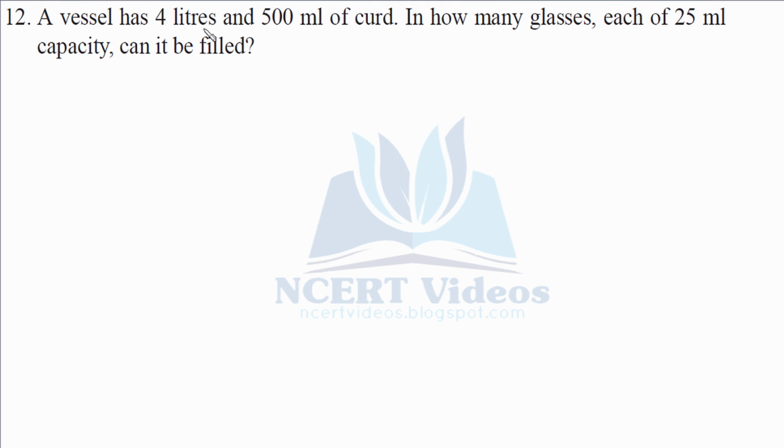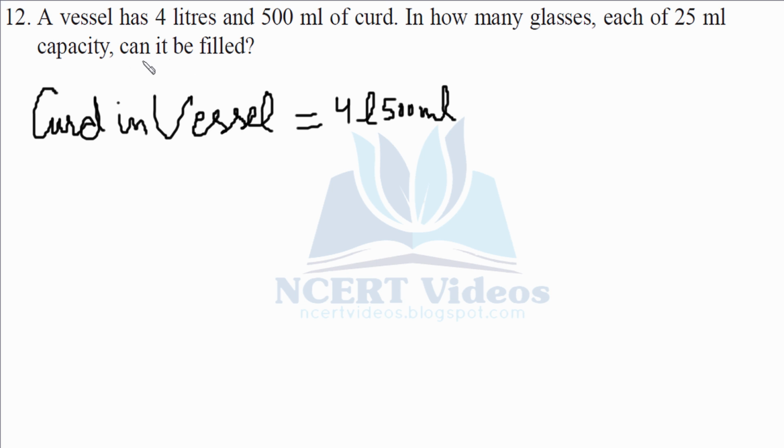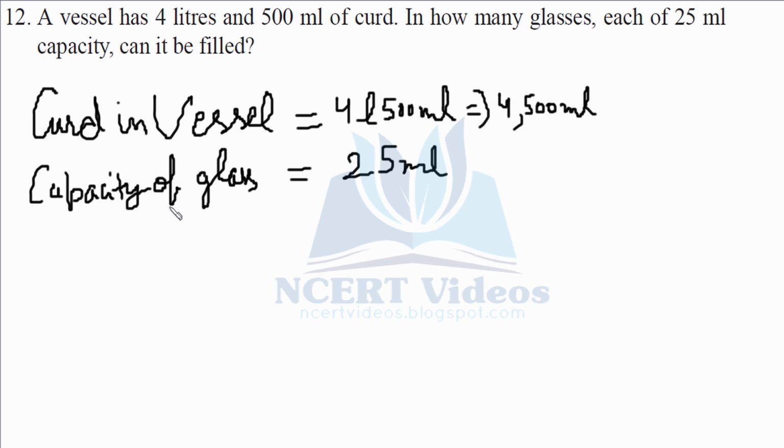Question 12. A vessel has 4 liters 500 milliliter of curd. In how many glasses, each of 25 milliliter capacity, can it be filled? So again, it would be a division problem. Curd in a vessel, total 4 liter 500 milliliter. Again, remember the conversion factor. 1 liter equals 1000 milliliter. So it turns out to be 4500 milliliter. Capacity of the glass is 25 milliliter. And now we have to find how many such glasses can be filled.